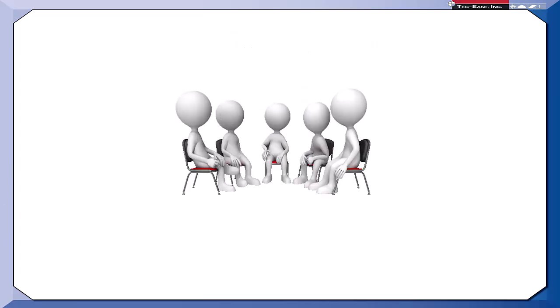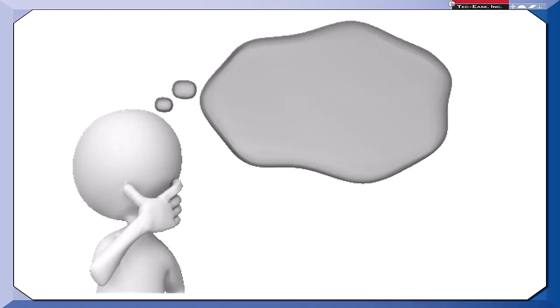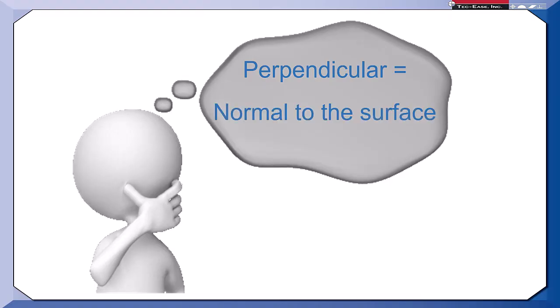For this segment, let's discuss perpendicular versus normal to the surface. When you say something is normal to the surface, does that mean it is perpendicular? The word perpendicular is in the definition of normal, so they are similar.